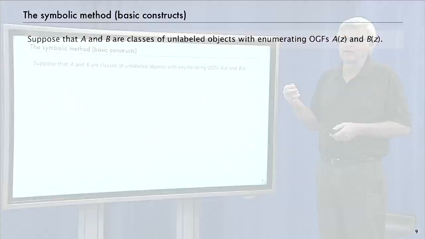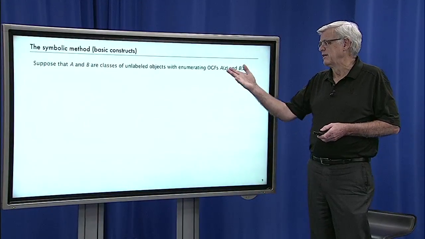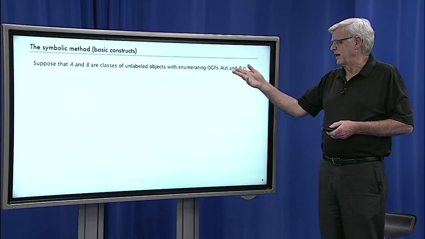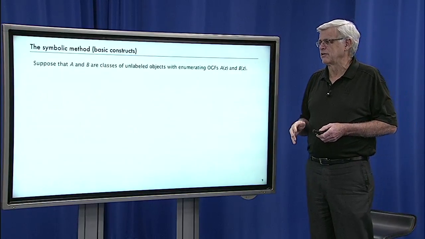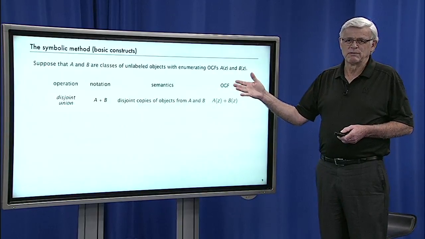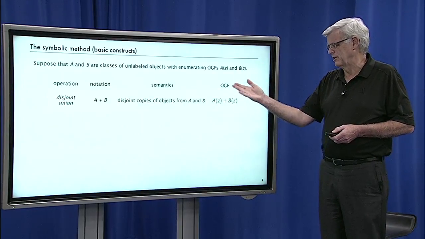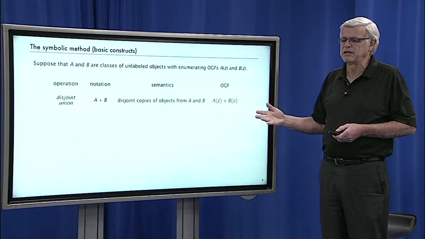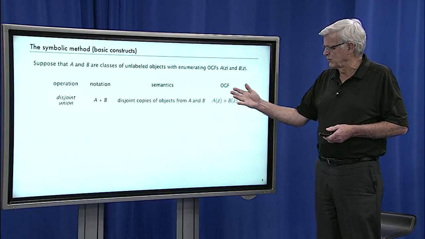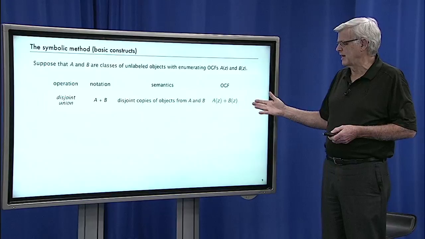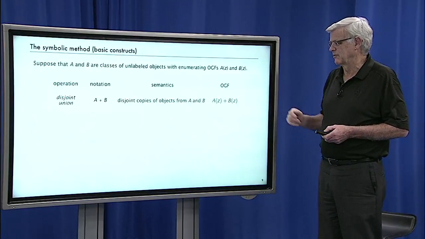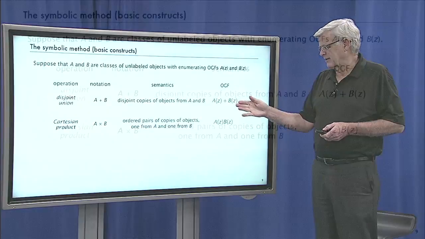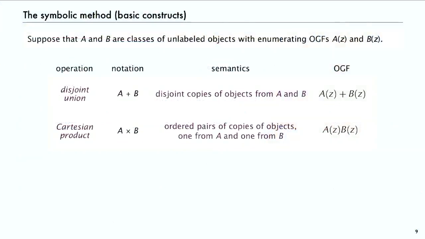So if we have two classes, A and B, of unlabeled objects, and again we'll talk about what that means later on, that have the generating functions A of z and B of z, then we can perform some natural operations on them. So the disjoint union is just take an object from A or an object from B. And that makes a new class, and the ordinary generating function of that class is just the sum of the two generating functions. And then there's a Cartesian product. If we take a pair of copies, one from A, one from B, then we get a class whose ordinary generating function is the product of the two generating functions.